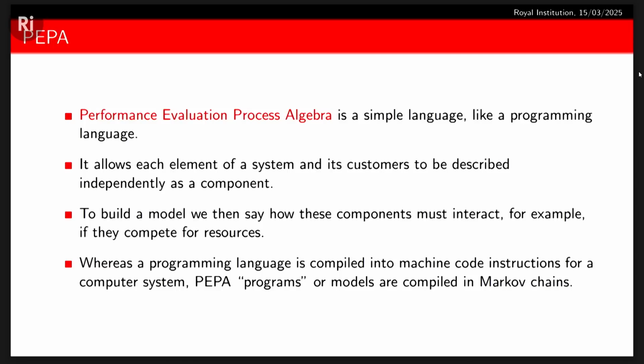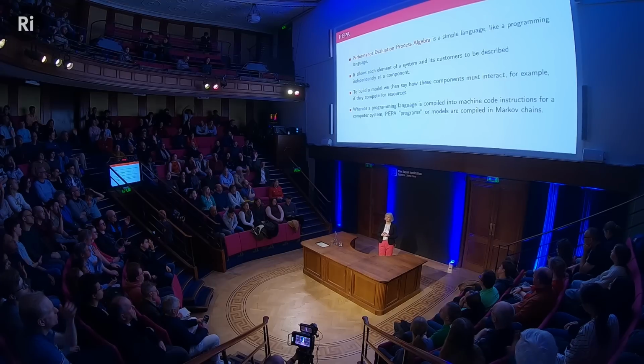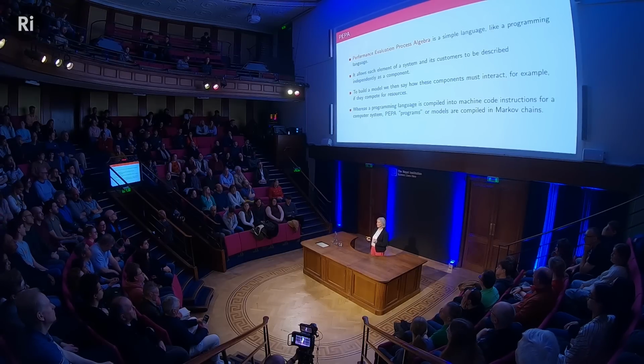So the first language to do this was something called performance evaluation process algebra. So we're still focusing on that performance idea of our resources. And you can think of this as a programming language. It's a very simple programming language. How many people program? Okay, yeah. So it's like a programming language, much simpler than most of the ones you use, I'm sure. But it doesn't compile into machine code. It actually compiles into mathematics.